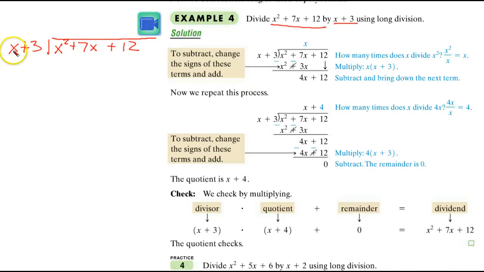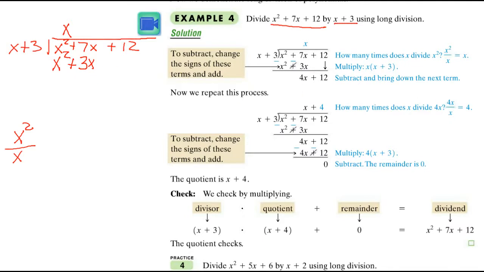Now, the rule is x will go into our first term how many times? Well, this one's easy, but if you ever had trouble, you could always do this: x squared divided by x. So we put this on top, this on the bottom, and simplified, that is just plain x. So we put our x there. Now, we're going to multiply. X times x is x squared. 3 times x is a positive 3x.